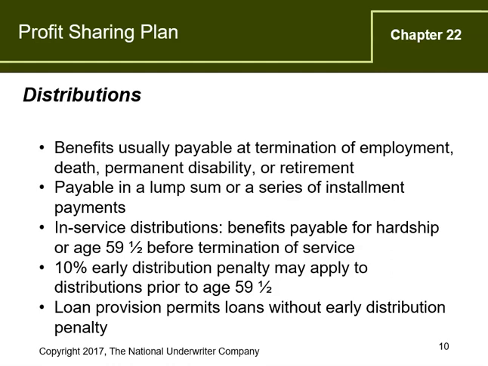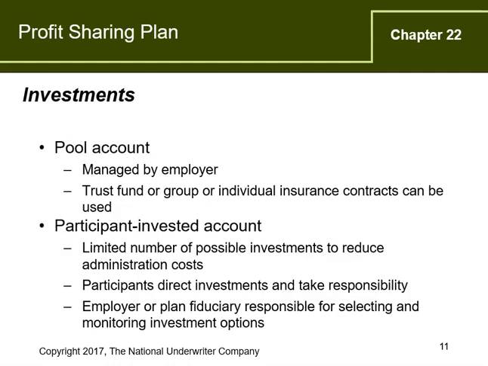Distributions: benefits are usually payable at termination of employment, death, permanent disability, or retirement. Payable in a lump sum or series of installment payments. In-service distributions: benefits payable for hardship or at age 59 and a half before termination of service. A 10% early distribution penalty may apply to distributions prior to age 59 and a half. And loan provisions permit loans without the early distribution penalty.